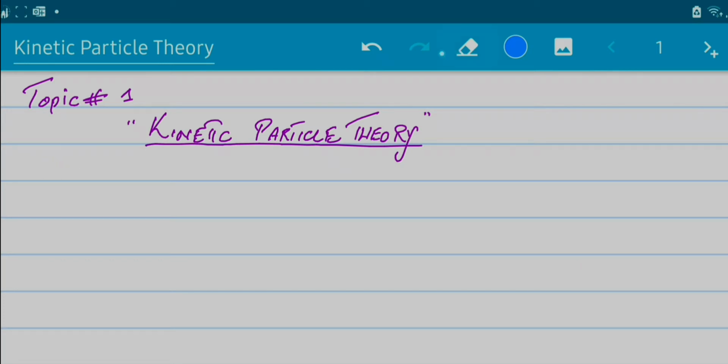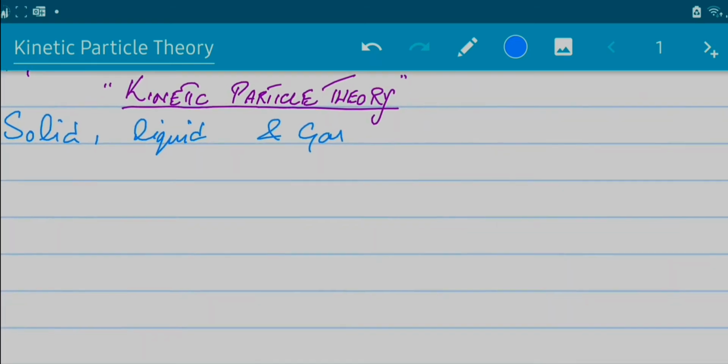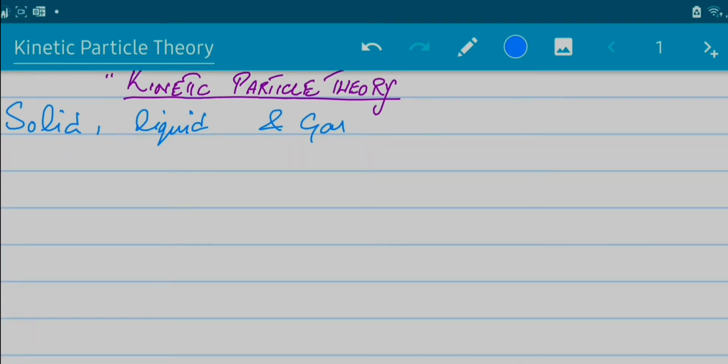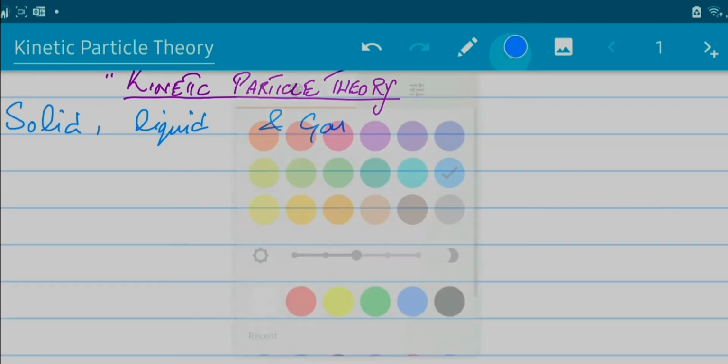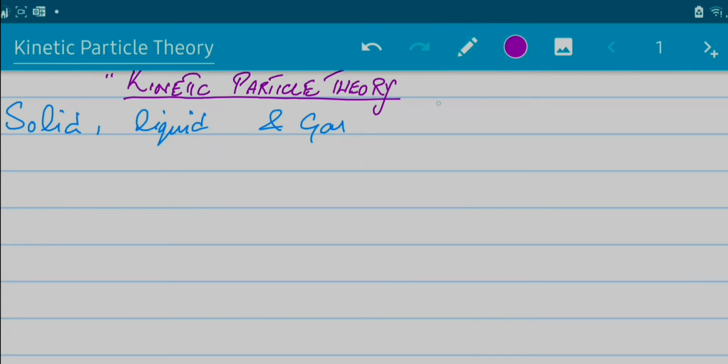One is solid, liquid, and the last one is gas. So we will be further studying those three states of matter in detail. First of all, I would like to list the properties of those states of matter, as there are usual questions that are being asked in the past papers and in the exams.